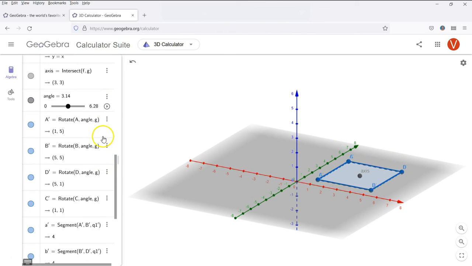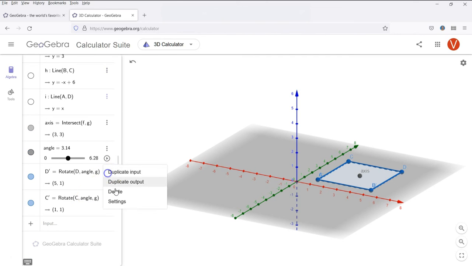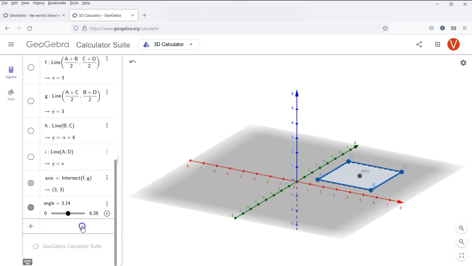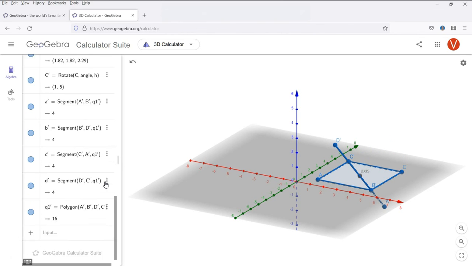Okay. Now let's do the next one. What are the other lines of symmetry? We had a line of symmetry which was the diagonal. So let's do that. So rotate Q1 by this angle across the line H. Let's again play this. Aligned. Aligned. Yes.